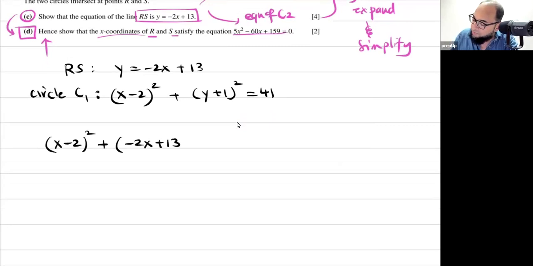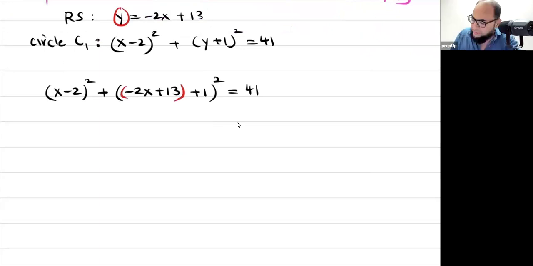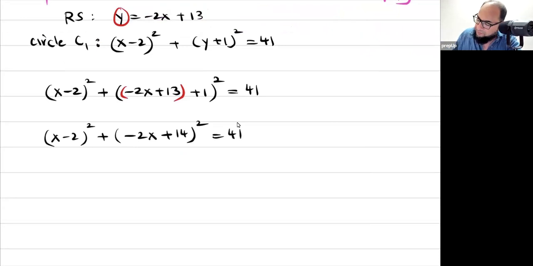That is the equation of R's line, like this. And this is in place of y, and then plus 1, and then plus 1 whole square is 41. So now I need to simplify this. This is (x − 2)². Let me just work as much as possible. (−2x + 14)² = 41.